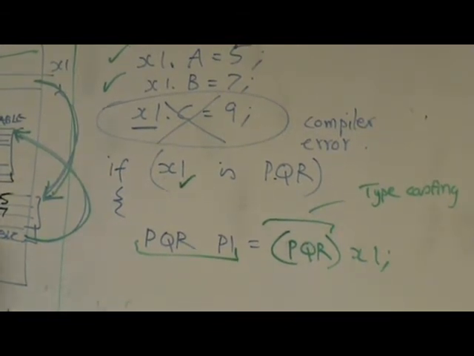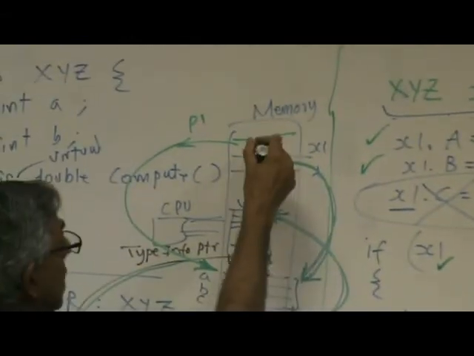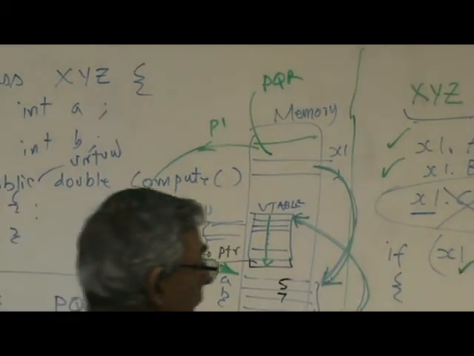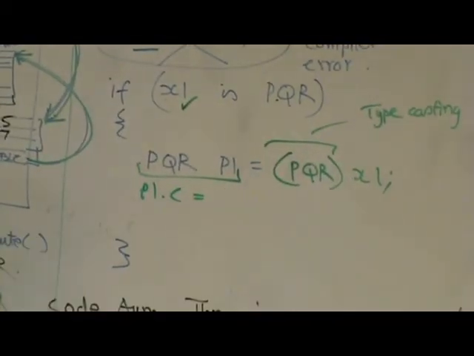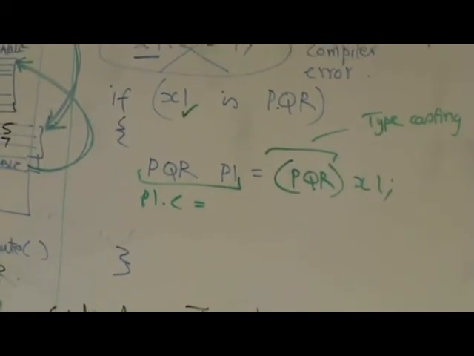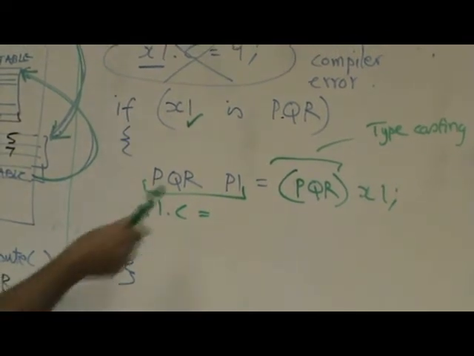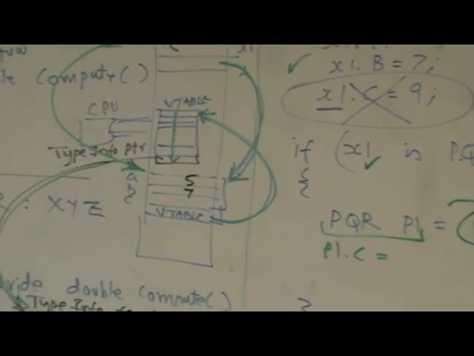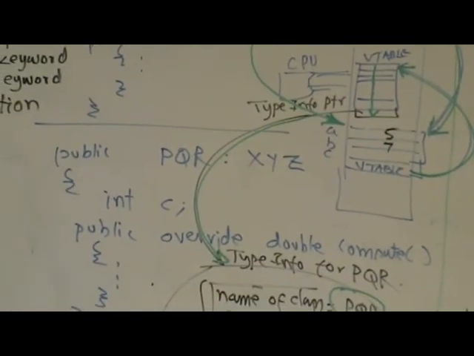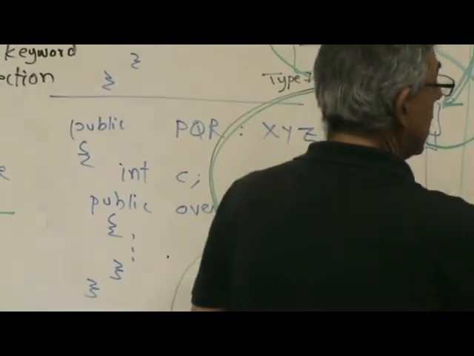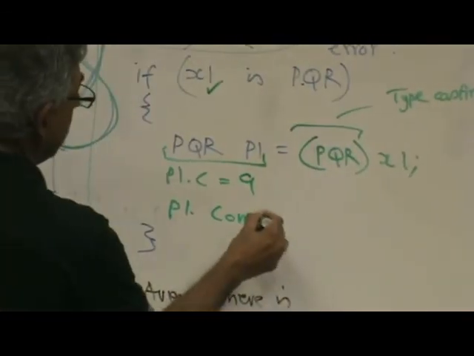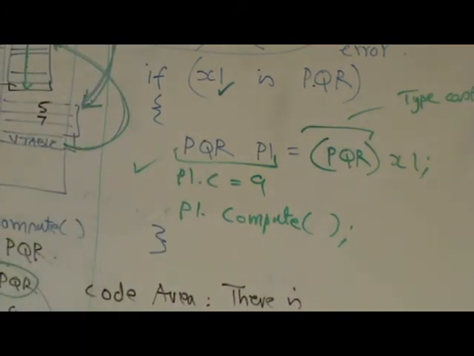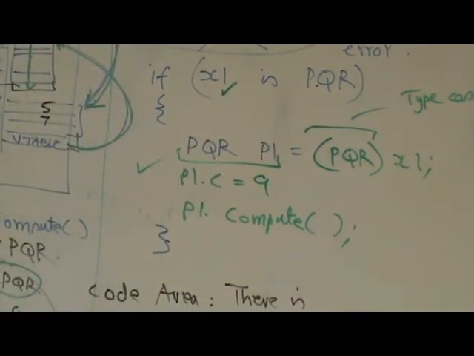So now P1 is pointing to the same memory, but P1 is of what type? PQR type. So if I did P1.C, will the computer recognize it? Again, P1 is PQR. It will go to the class called PQR. Is there a C over here? Yes. So now you can set it to 9. And through P1, if you call the compute, it will work perfectly. Okay? So that's the concept related to polymorphism.